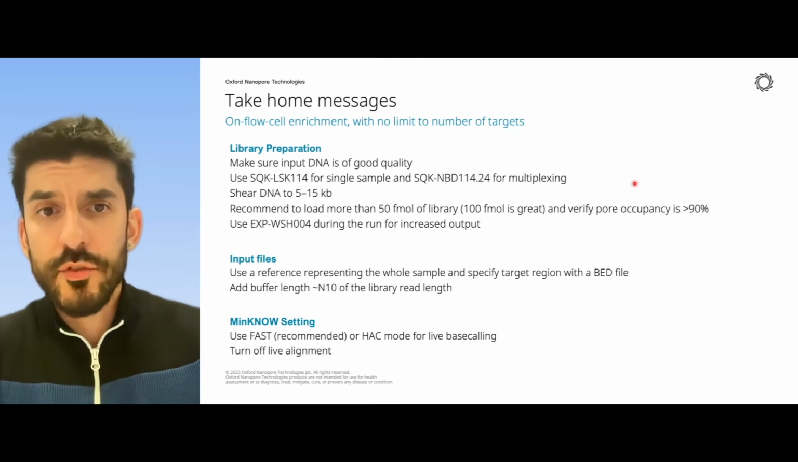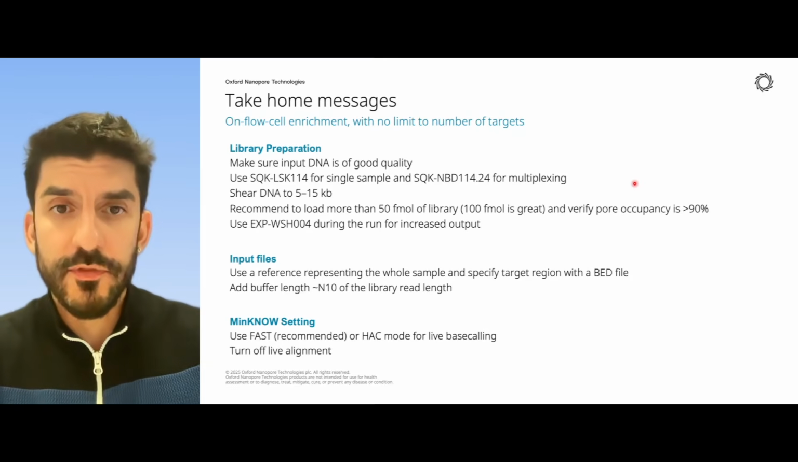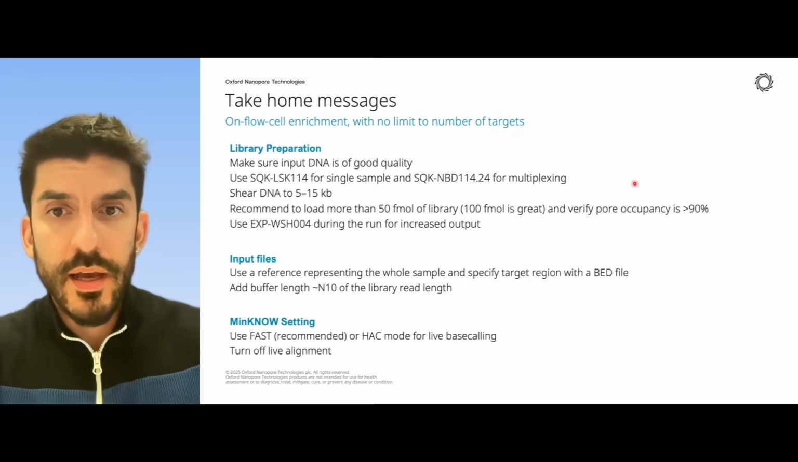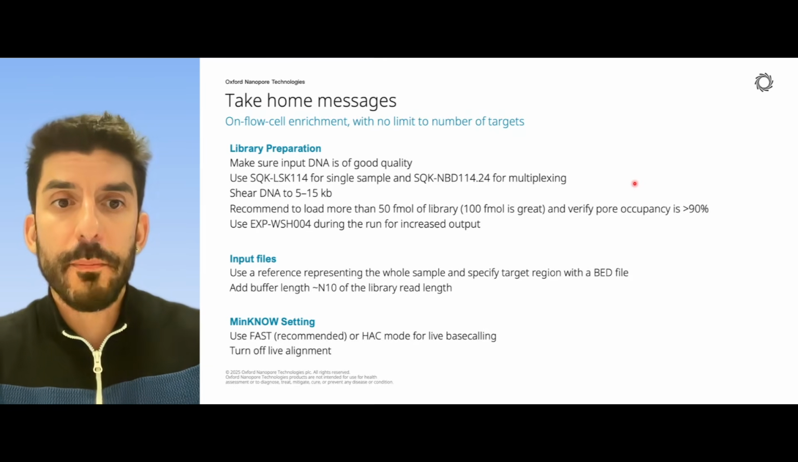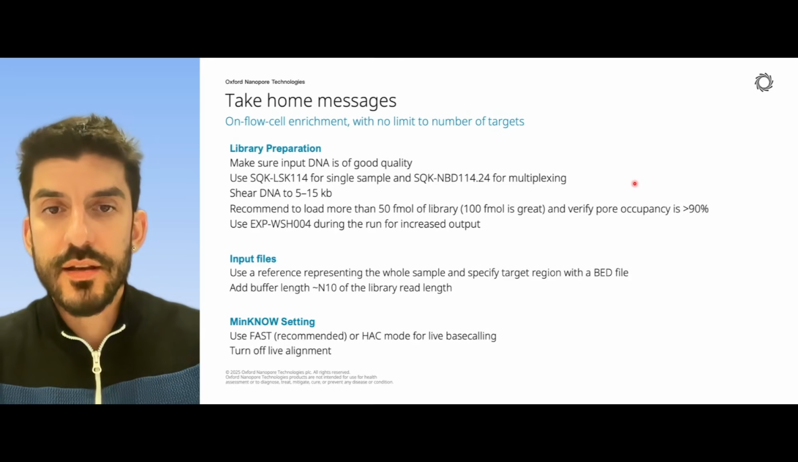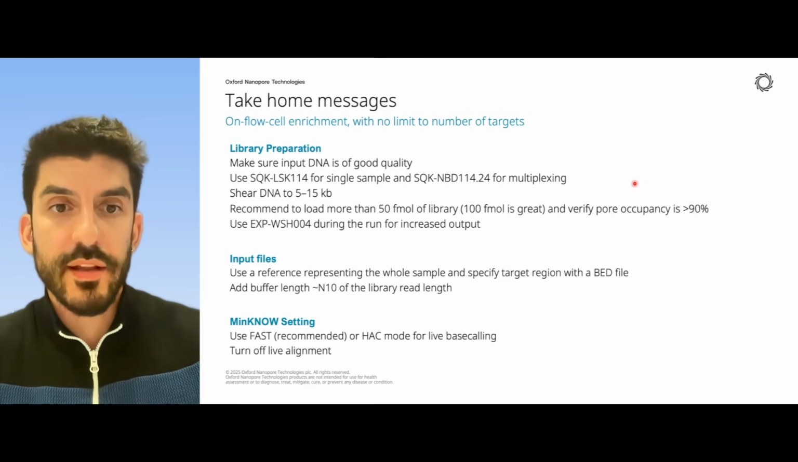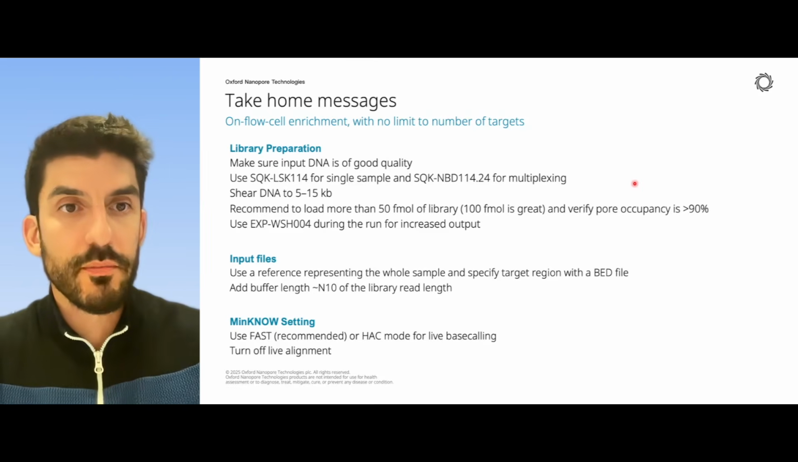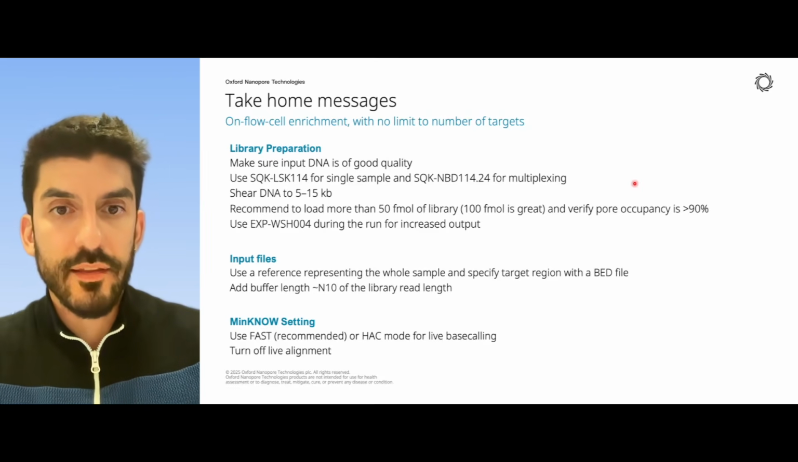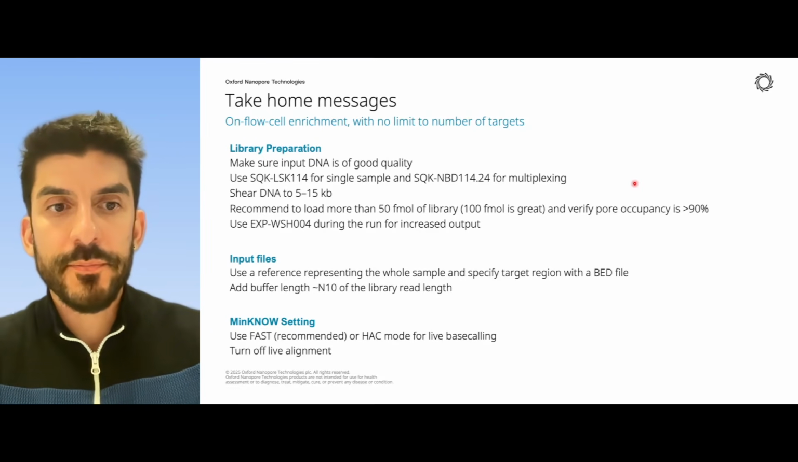Also, have those wash kits ready in case you want to flush and reuse your flow cell. Make sure you prepare your FASTA and bed file, and that you have buffered your bed file correctly. And then 10% of your library read length is a good rule of thumb for the buffer.